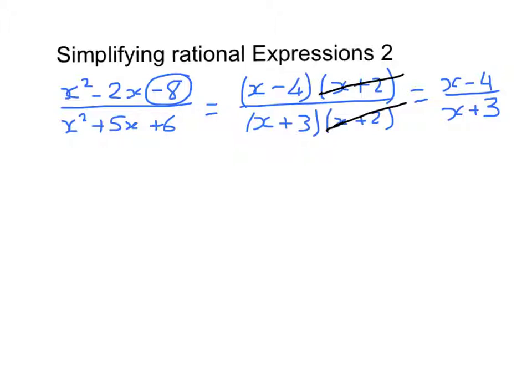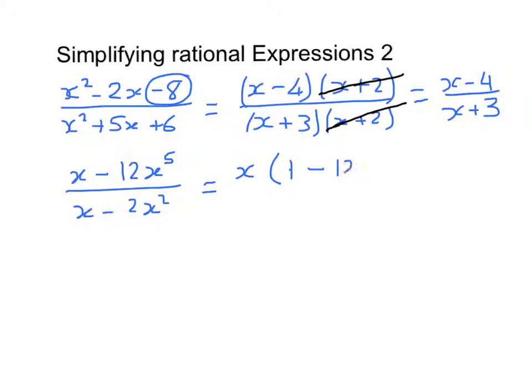Let's see, we've got another example. In this one I've got x minus 12x to the power of 5 over x minus 2x squared. So I look at that, I can see a lot of x's in every term, so to make factors to cancel, to simplify it, it's easy to simplify factors. What goes into the top? x goes into both terms. So I have 1 minus 12 and I've got x to the power of 4 left there.